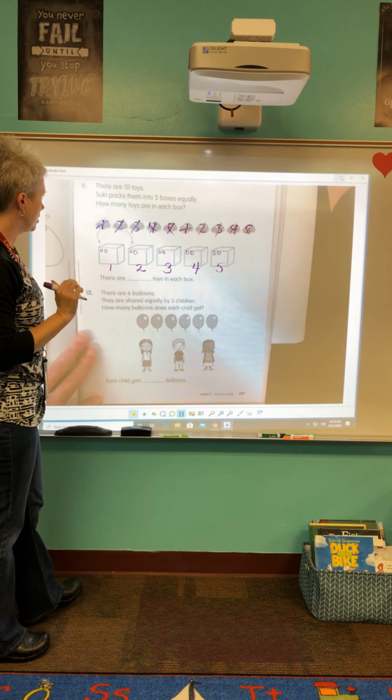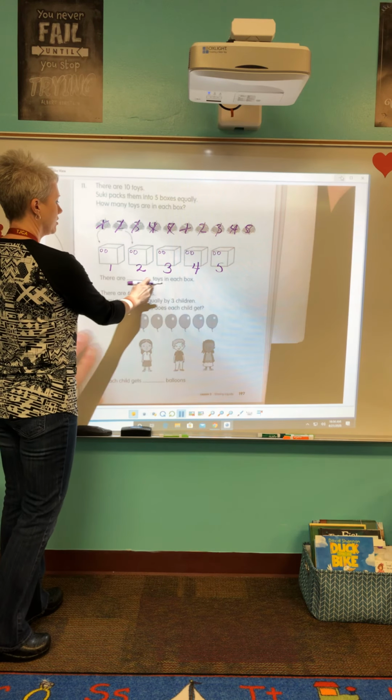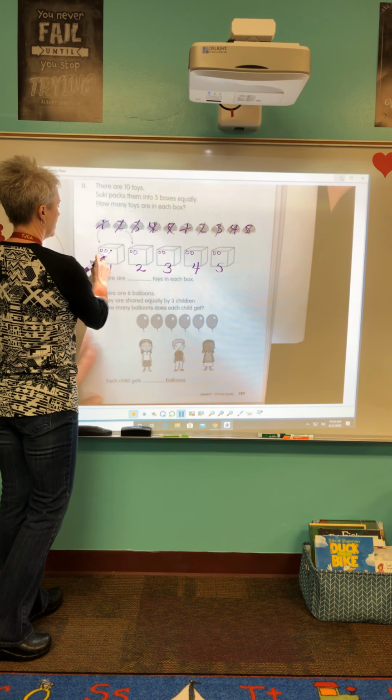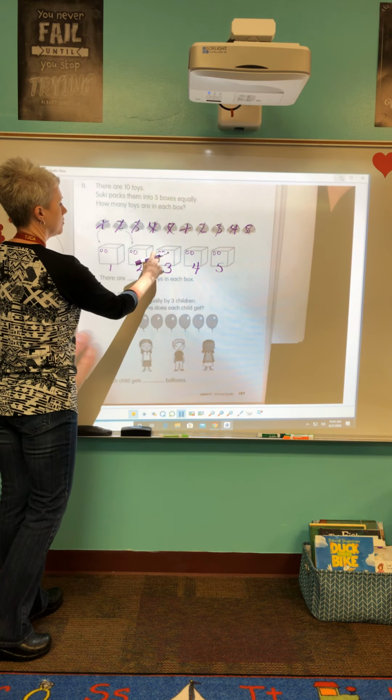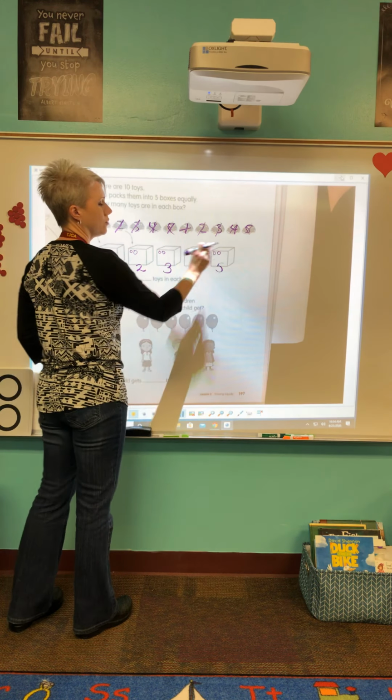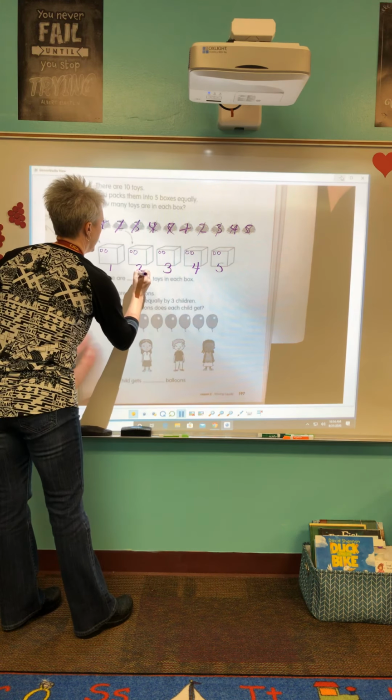There's a couple ways to do it. There are 2 toys in each box. 1, 2, 1, 2, 1, 2. Each box has 2 toys.